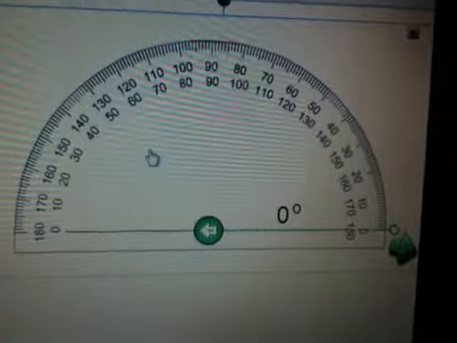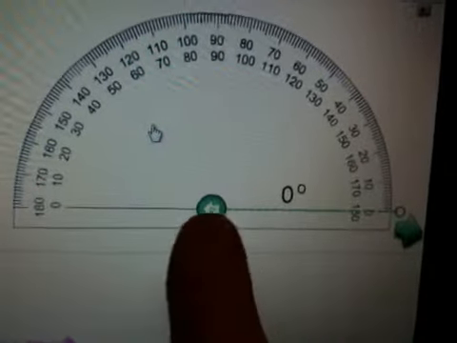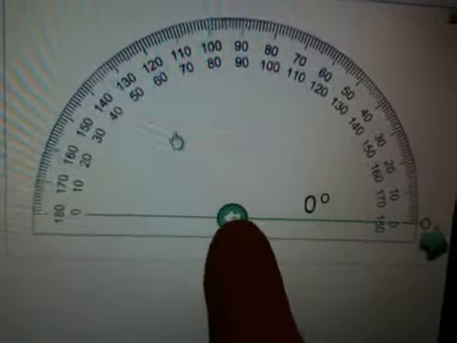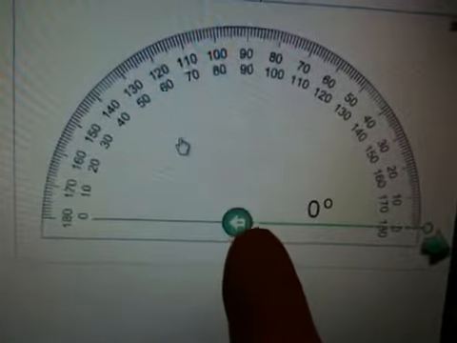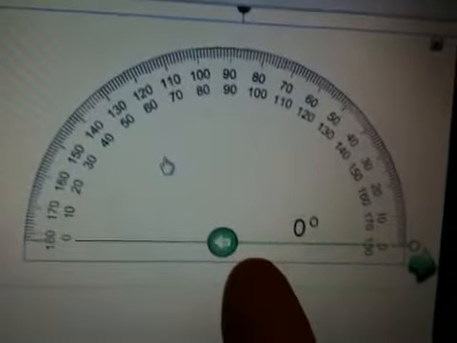Okay, so here's our protractor. The first thing we need to do with our protractor is find this center point here and line it up with the vertex of the angle. The vertex of the angle is where the two lines meet.